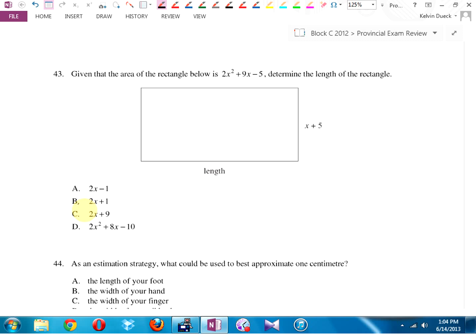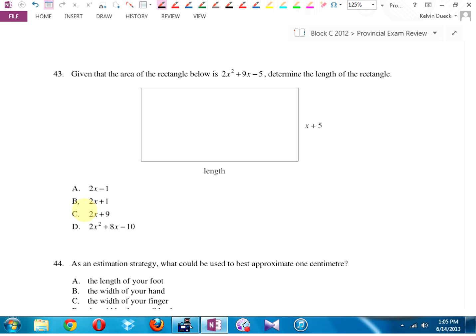Given that the area of the rectangle below is that there, find the length. How do I find the area of a rectangle? You know what they're really saying here, by the way? Take that area and factor it. Because that'll give you something times something. That'll give you a length times a width.